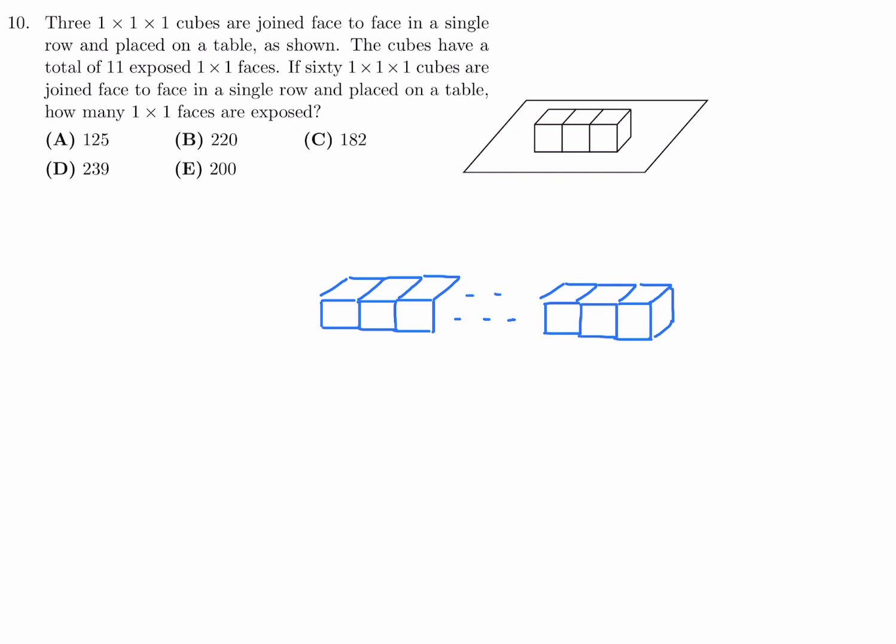So obviously I've only drawn 6, but there's 60. Okay, on either end there's going to be 1. So 1 here and 1 here. That's not going to change. And then on this side and on the other side that you can't see, there's going to be 60. 60 here, 60 there. And then on the top there will be 60 1 by 1 faces.